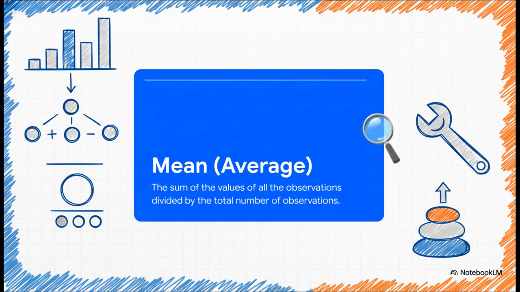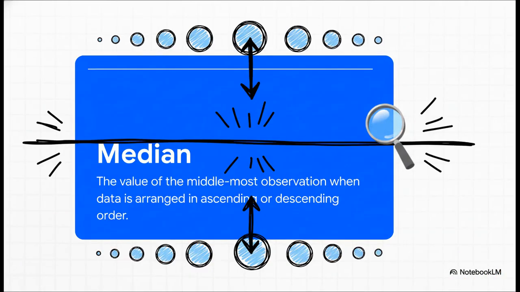First up is the mean. You almost certainly know this one already. It's just the good old average. You add up all the numbers, then divide by how many numbers there are. Simple and super common.